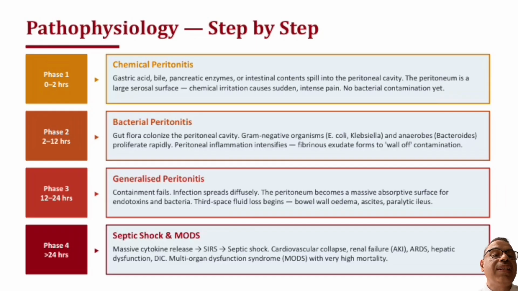What is the third space? The fluid would accumulate in the bowel wall, leading to bowel wall edema. It would also accumulate in the peritoneal cavity, leading to ascites. And as a protective measure, paralytic ileus ensues in a setting of generalized peritonitis. So this phase of generalized peritonitis lasts from 12 to 24 hours if there is no surgery done within that time.